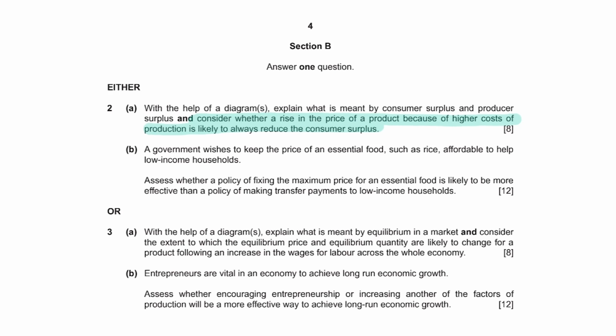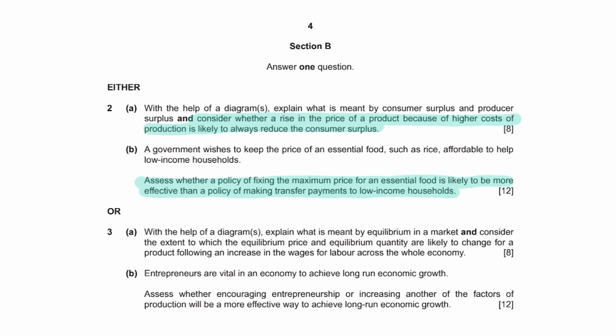Now, look at B again. They say, assess whether a policy of fixing maximum price for an essential food is likely to be more effective than a policy of making transfer payment to low-income households. Here again, you can see this is a question about maximum price. So we'll talk about what is maximum price, what are the conditions necessary for maximum price, and so on. But then we will also focus on some of the key points for evaluation.